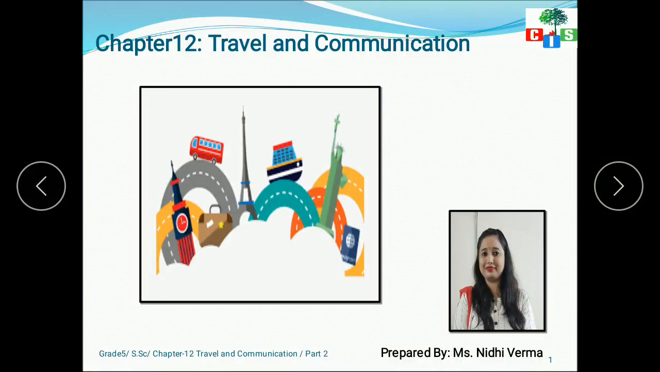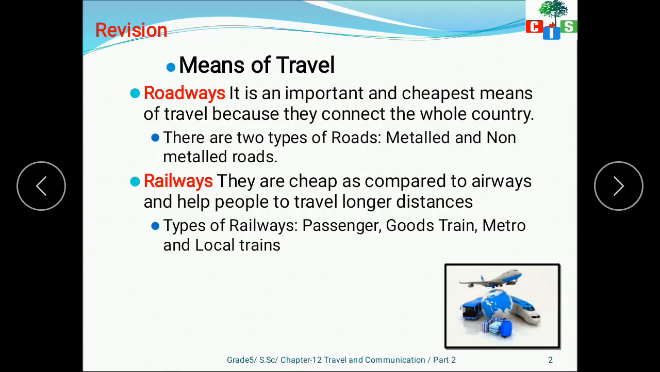So in the previous video, I started chapter 12, that is Travel and Communication, and I hope that all of you like this chapter. So let's see what we have in the next part of the same chapter. Earlier I discussed the means of travel. I have taken two important means: one is roadways, the other is railways.